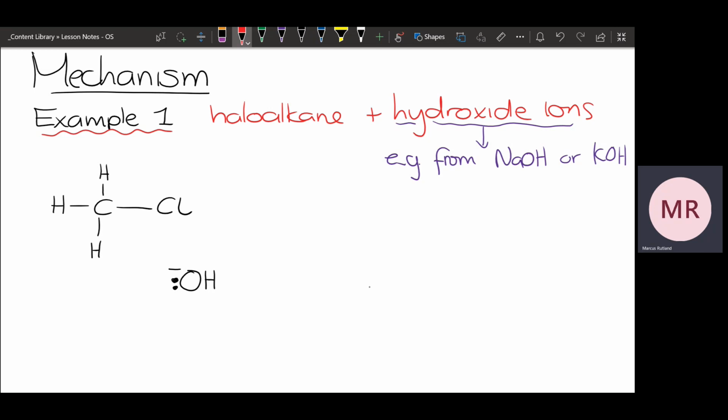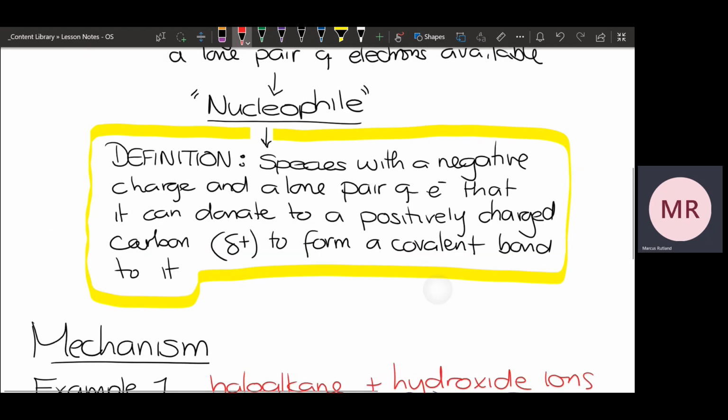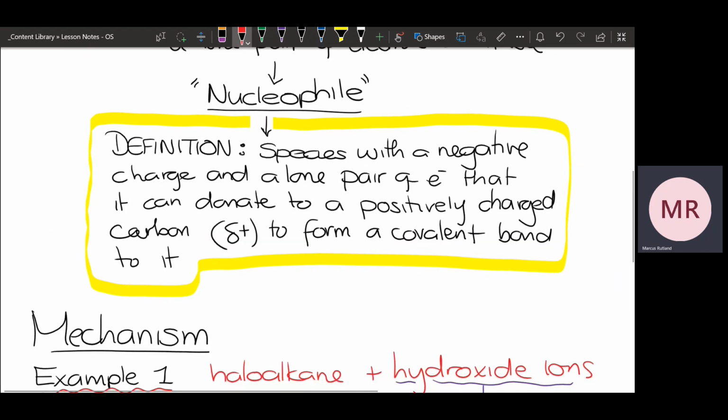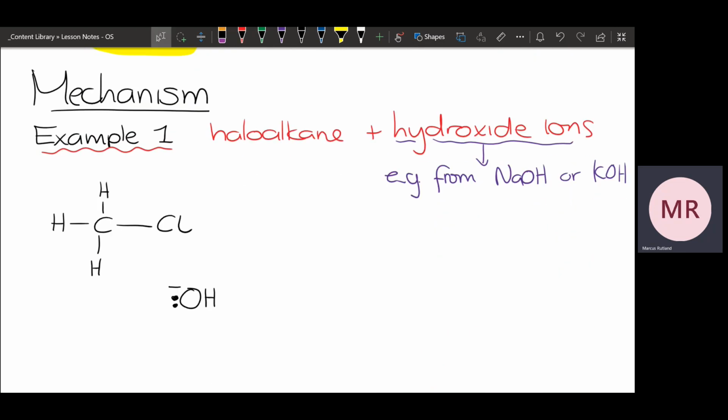And then what it's going to do is donate that to a positively charged carbon to form a covalent bond to it. So where's our positively charged carbon? Always mark on ionic and partial charges. So whenever you're doing mechanisms, just pause before you start trying to draw curly arrows, mark on charges, whether those are charges on ions or charges on polar bonds. So here we've got the delta plus carbon, delta minus chlorine.